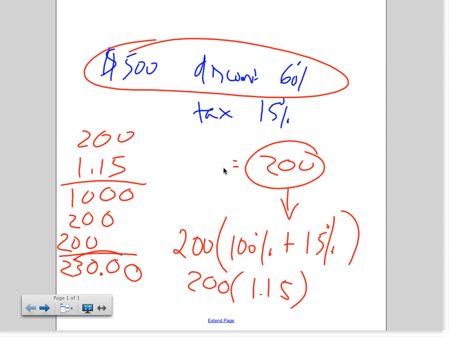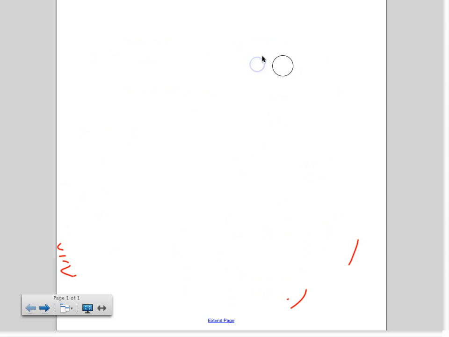So, like I said, don't pack up. We're not done. Okay. Now Jose made a very good point about, can I just go ahead and find what the 15% tax is first and then add it back in? You can certainly do that. It's not wrong to do that, okay? I'm not saying it's wrong.